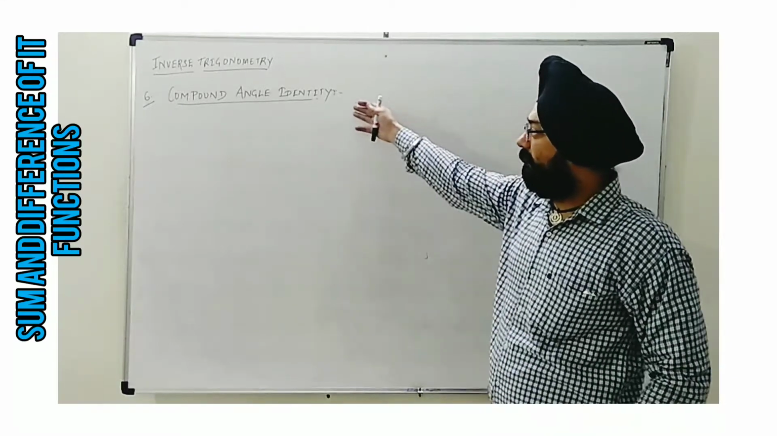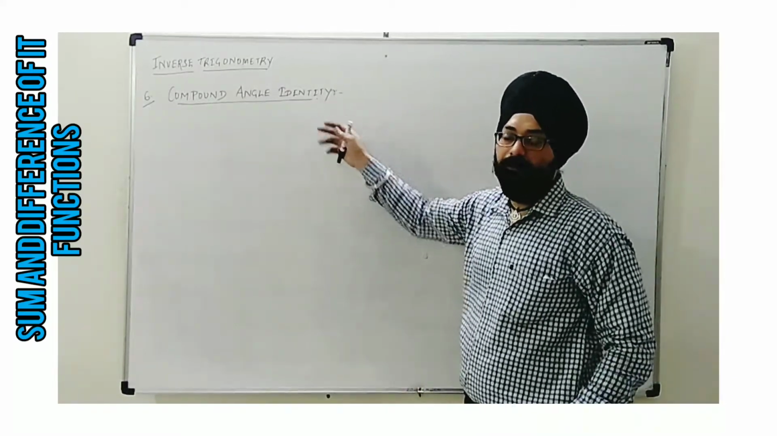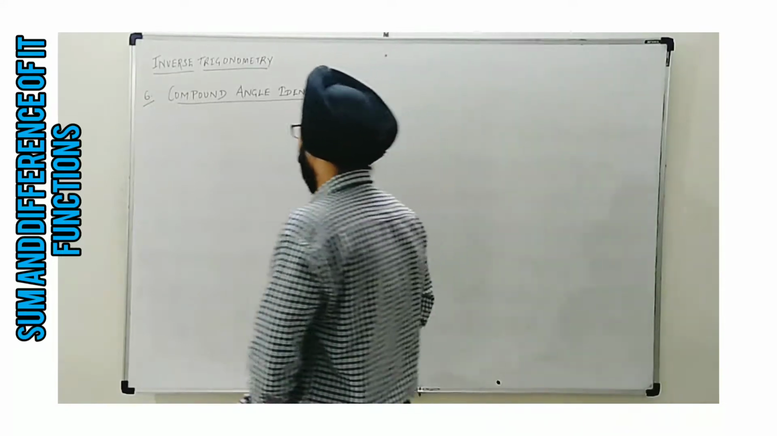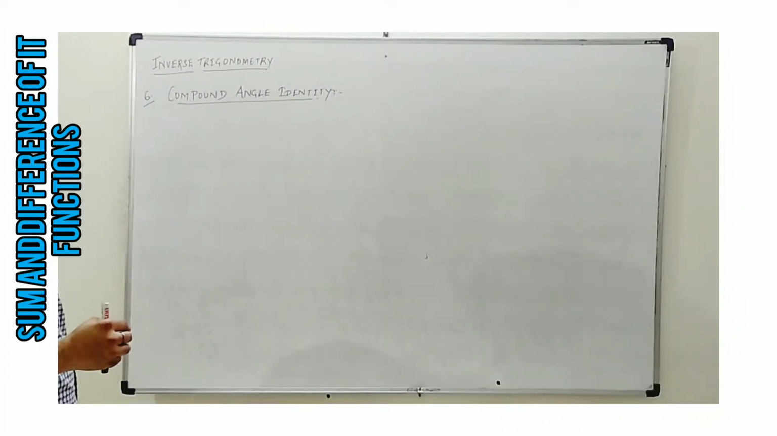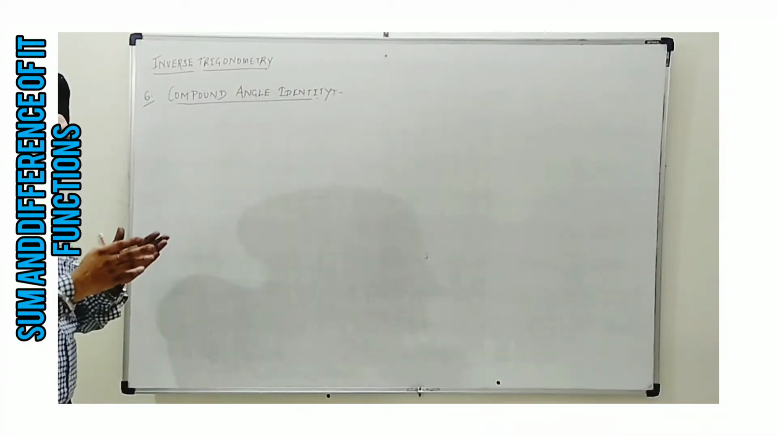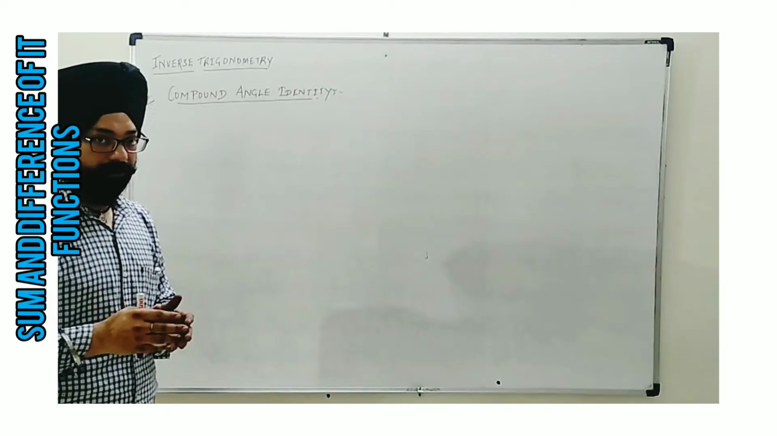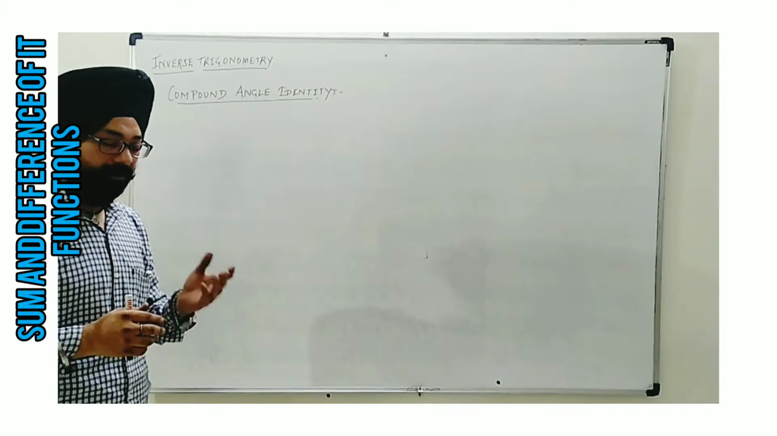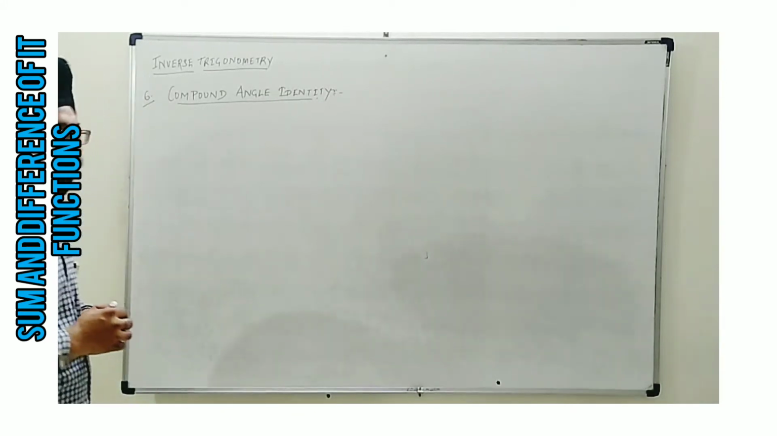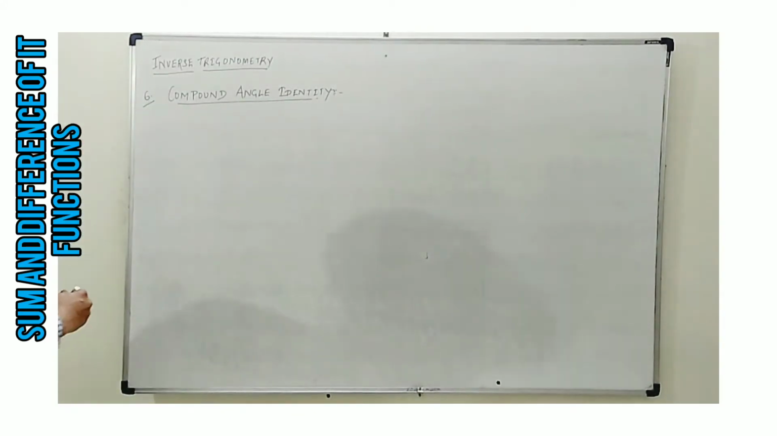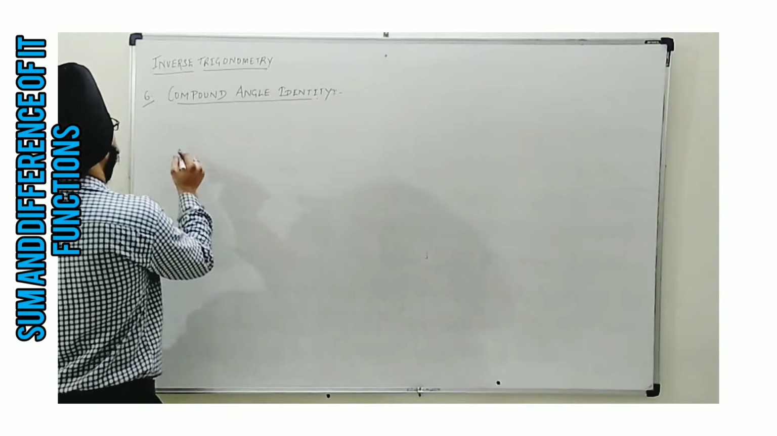Like I have taken this name, compound angle identities. Compound angle you have seen in 11th standard. Compound angle means either the sum of angles or the difference of angles. If two angles are taken, their sum or difference. So one by one I will introduce them. First I will take a group of identities here.